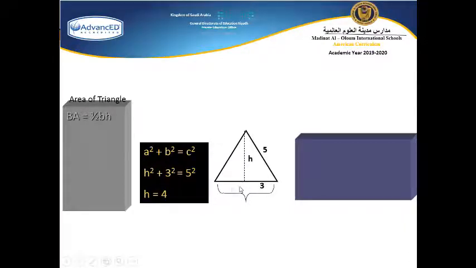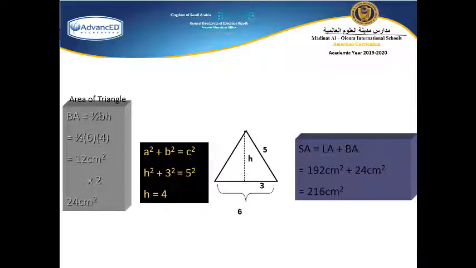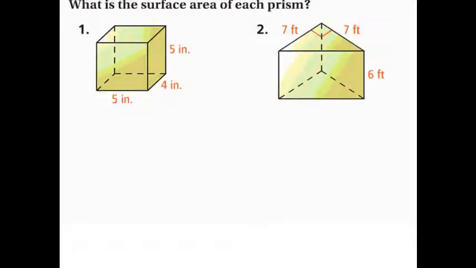Then we can find the area: half base times height, half of 6 times 4, equals 12. The area of one triangle is 12. But we have two triangles, two bases, so 2 times 12 equals 24. Then we have the lateral area 192 and the area of the two bases 24. So the surface area is 216 square centimeters. The next question.